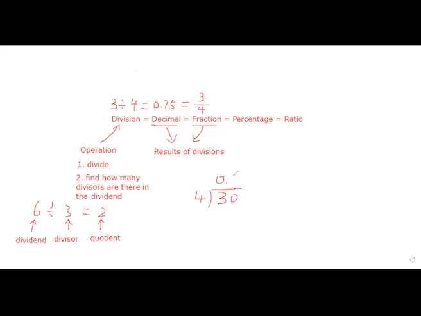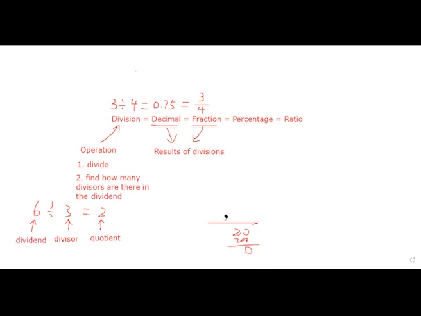So this is 7, which is 28. Then this is 20, and we go 5, right? 20, we have nothing left. This is how we find the result by using the decimal format.